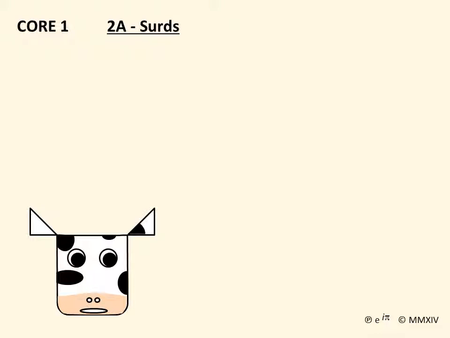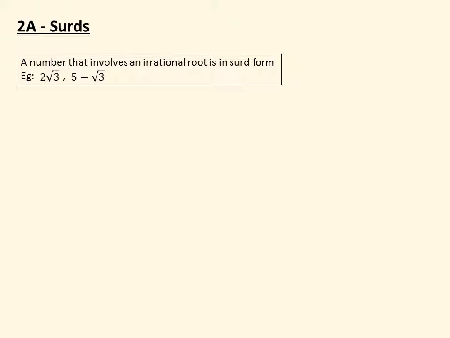In this second section we're going to look at surds. Surds are just numbers that involve irrational roots. They generally appear as square roots of numbers, numbers that won't end if you write them as a decimal.